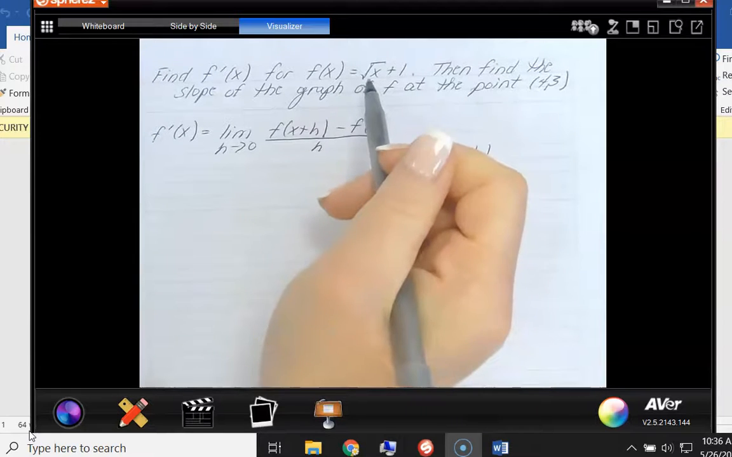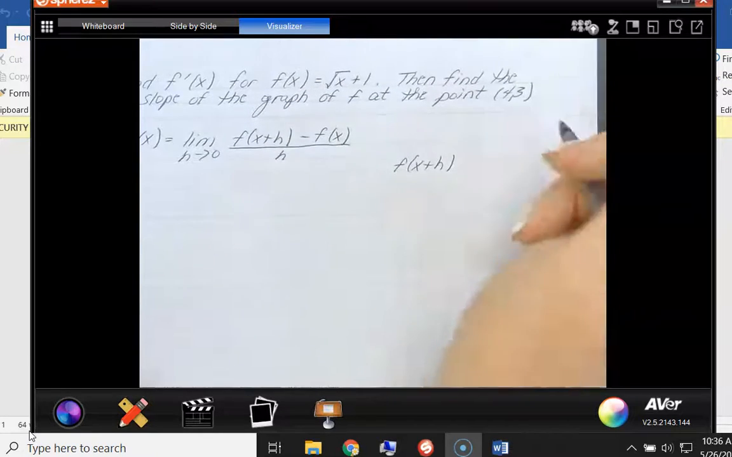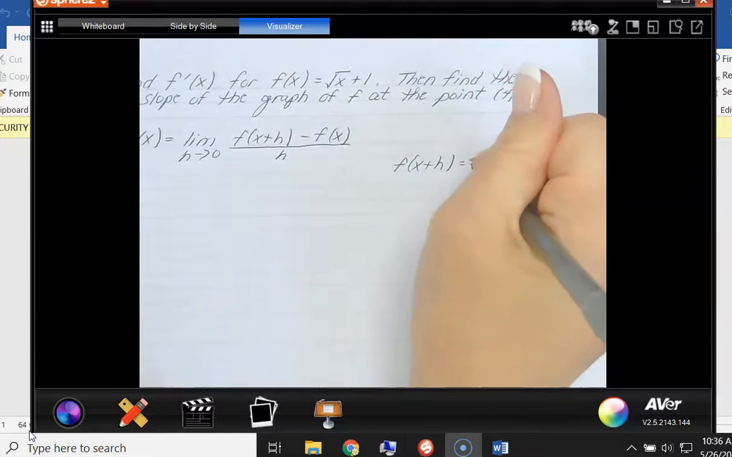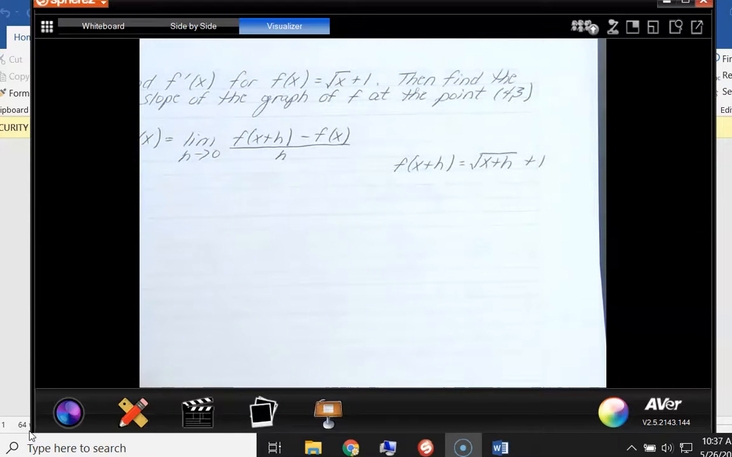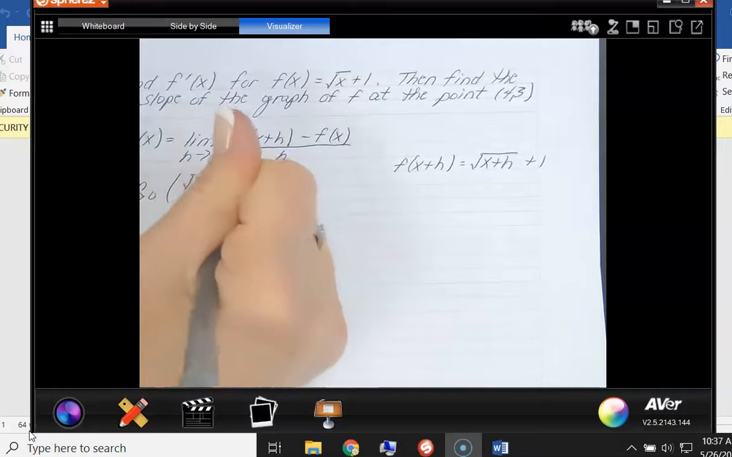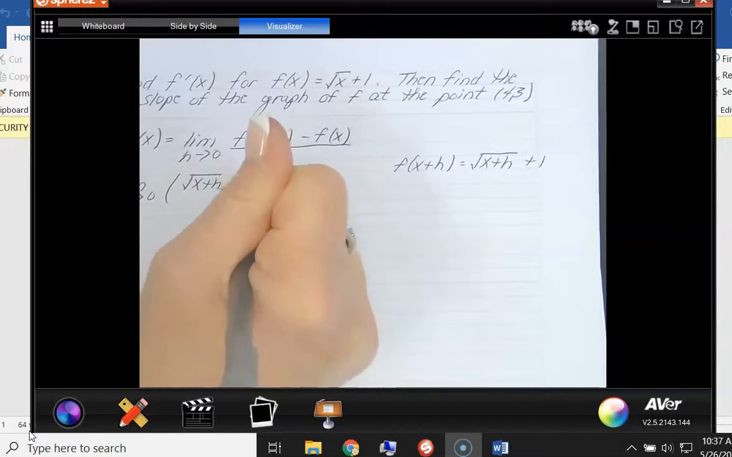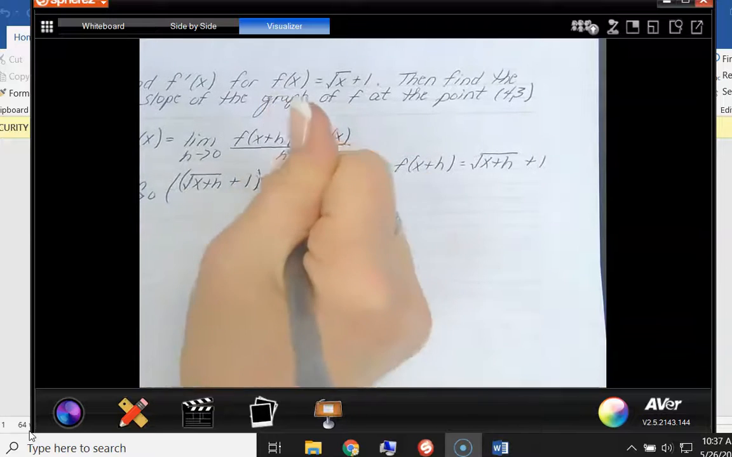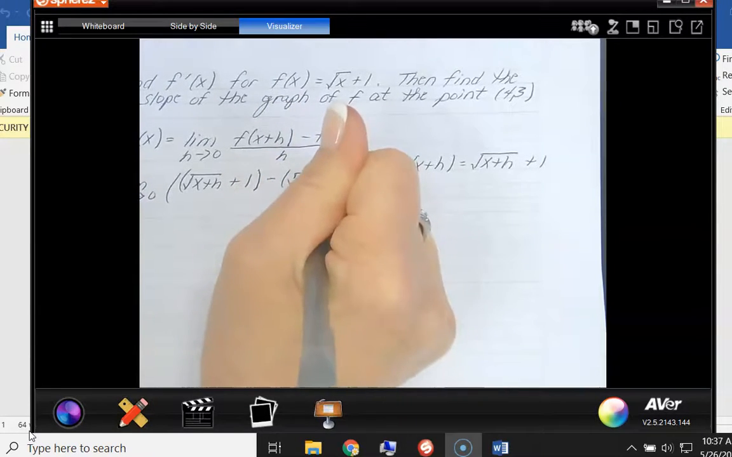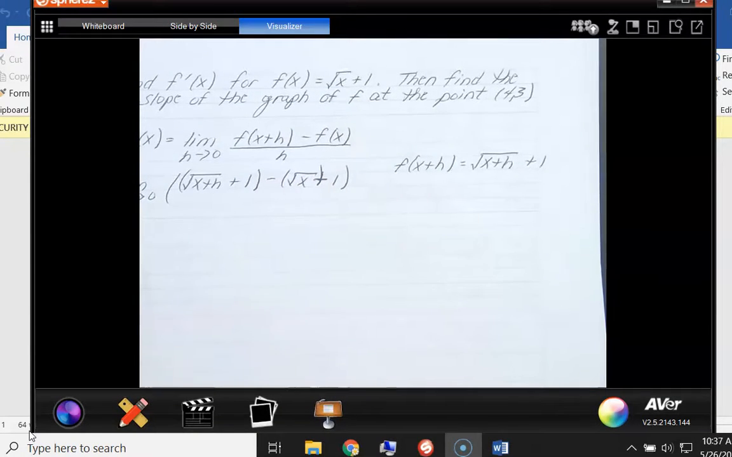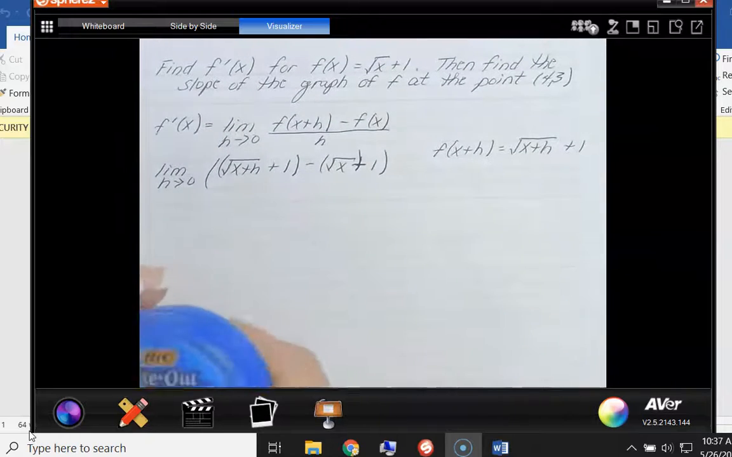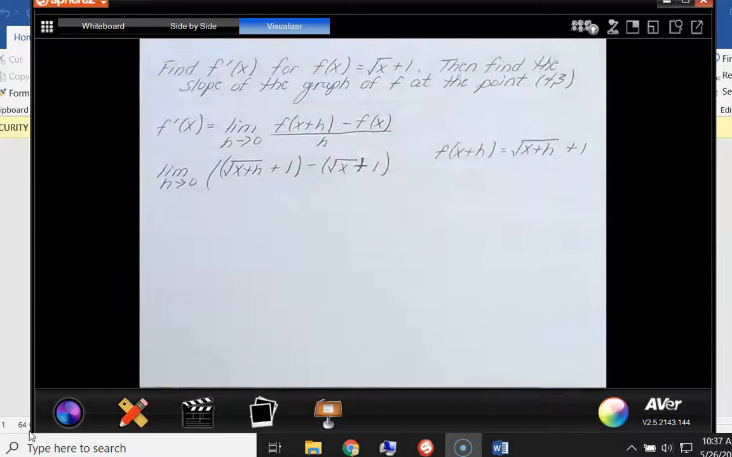So I'm going to substitute x plus h into the expression square root of x plus 1. That's going to be the square root of the quantity x plus h plus 1. Does not appear that we can simplify that, so we will come over here. The limit as h approaches 0 of the square root of x plus h plus 1 minus the square root of x plus 1, sorry, shouldn't have closed that parenthesis there, all over h.